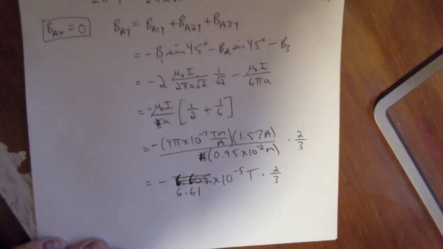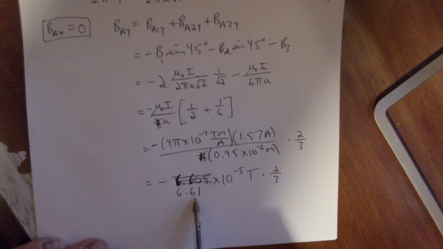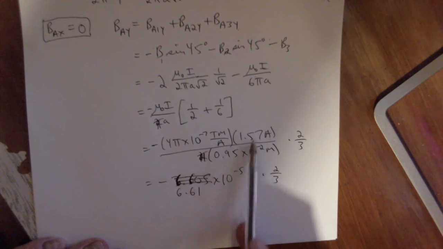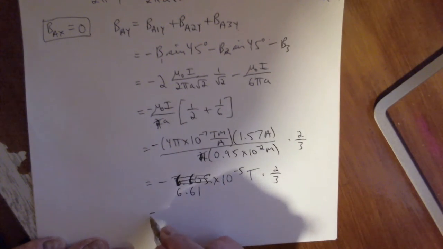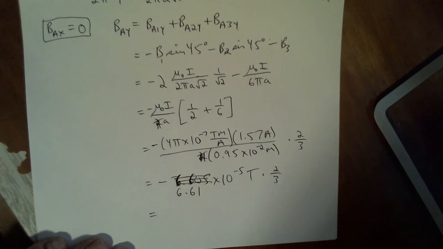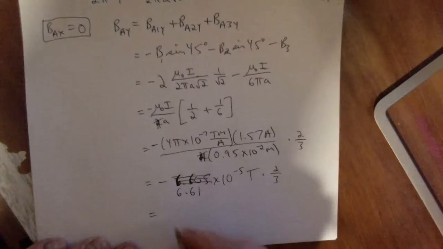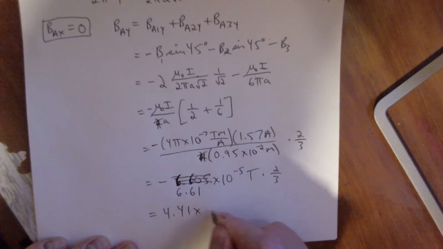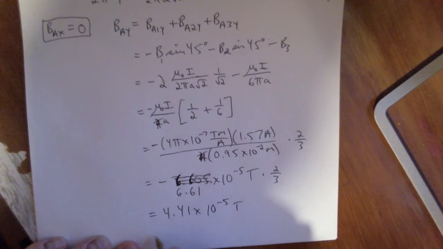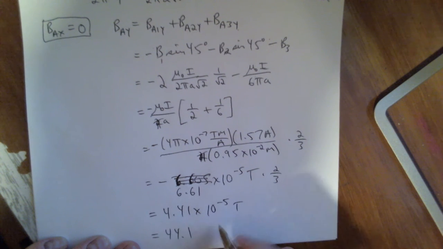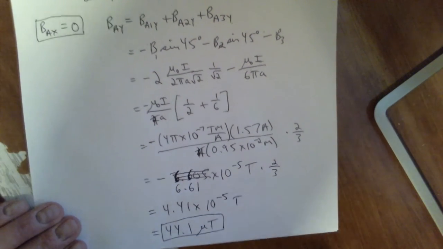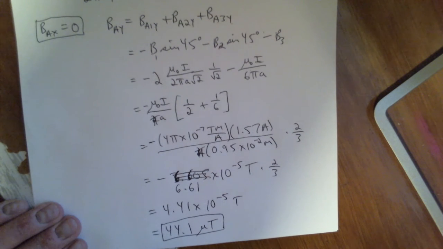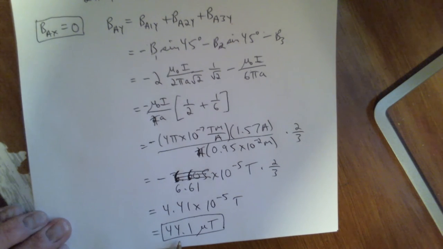This is pi. And so if you calculate it, you get this number for mu sub naught I over pi a. 6.61 times 10 to the negative 5 Tesla times 2/3 comes out to be 4.41 times 10 to the negative 5 Tesla, or 44.1 times 10 to the negative 6 Tesla, or microtesla. So these are the components. 0 for the x component, 44.1 microtesla for the y component.